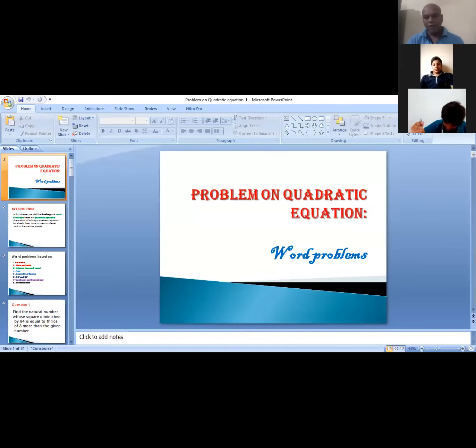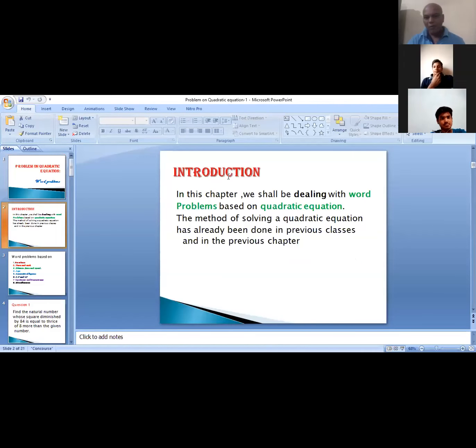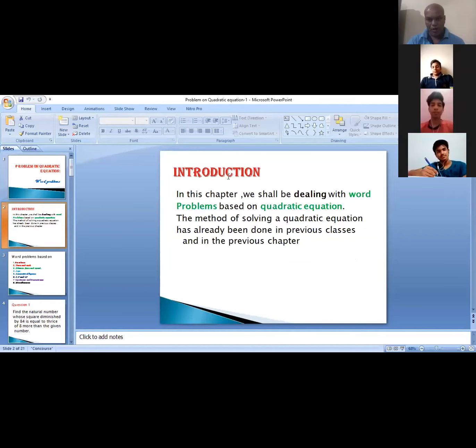This is the problem based on quadratic equations, the word problem. This we are going to start today. In this chapter, we shall be dealing with word problems based on quadratic equations. The method of solving a quadratic equation has already been done in the previous classes and chapter. There are two methods: one is factorization, the other is using the formula. Here you can use either method.